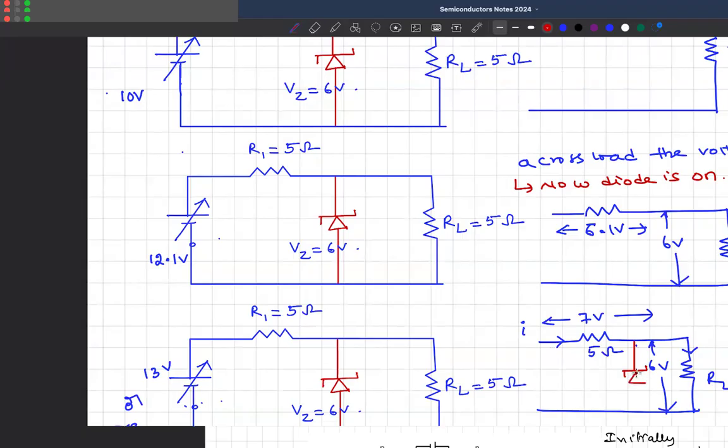Remember, Zener diode is always connected in reverse biased mode. Now tell me, what is the current through the Zener diode? Tell me. The current through the Zener diode is 0.2 amperes. Anything extra will pass through the diode. And the current through the load is always maintained constant.